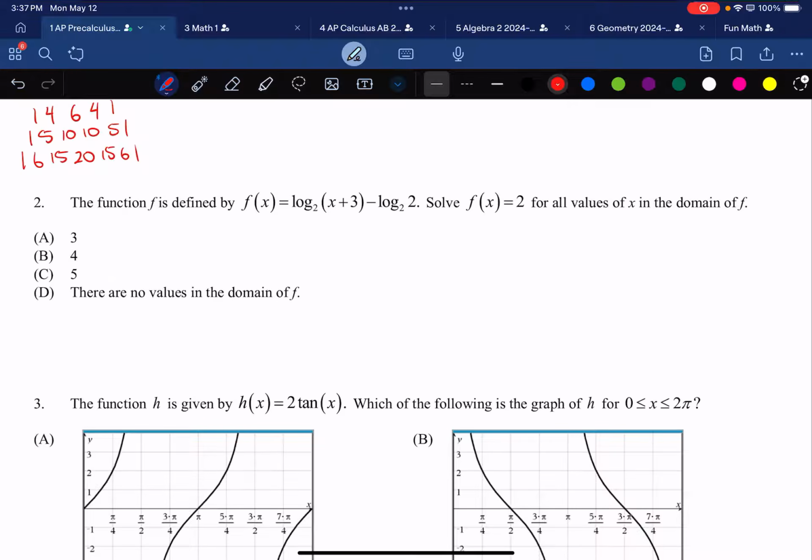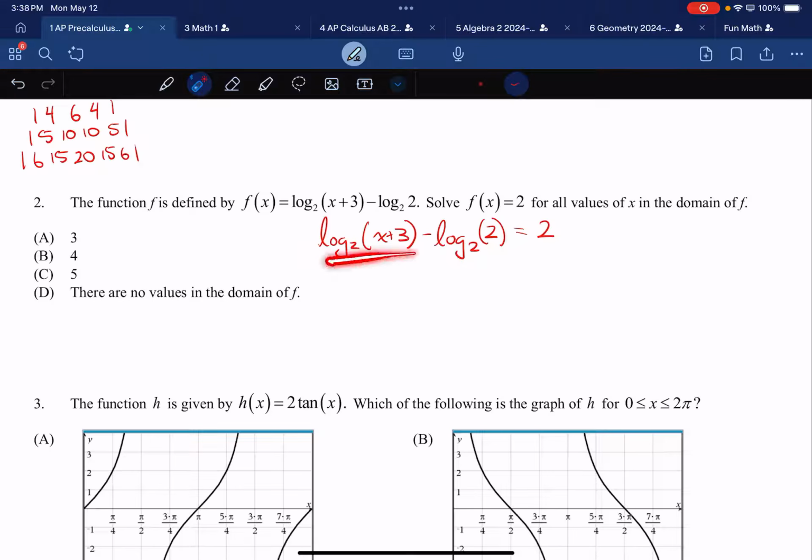In number 2, we have an equation where we're trying to solve this. All right, so we're just going to set this equation equal to this equation. So here we go. We're going to say log base 2 of x plus 3 minus log base 2 of 2 is equal to the other equation, which is just 2.